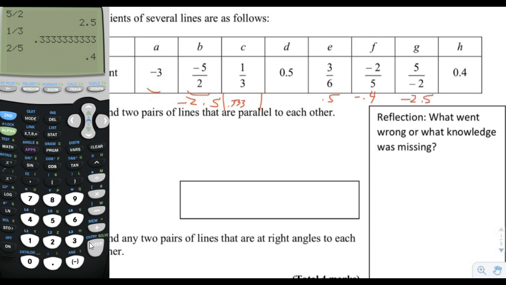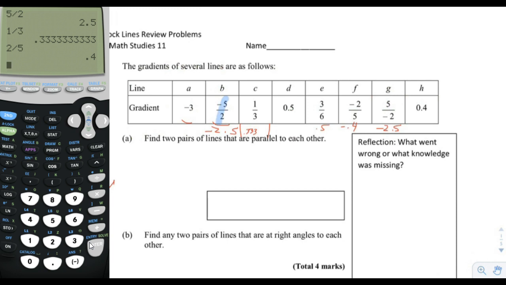And there's 0.4. Okay, so let's see. How many matches do we have? How many have the same gradient? So we have this one, -5/2, and this one, -5/2. So these are the same. They have the same gradient, so they're parallel. Anything else that's the same? Oh, look, there's 0.5s. Okay, so those are the two pairs of lines that are parallel to each other. So we'll put B and G. And then what else do we have? We have D and E.